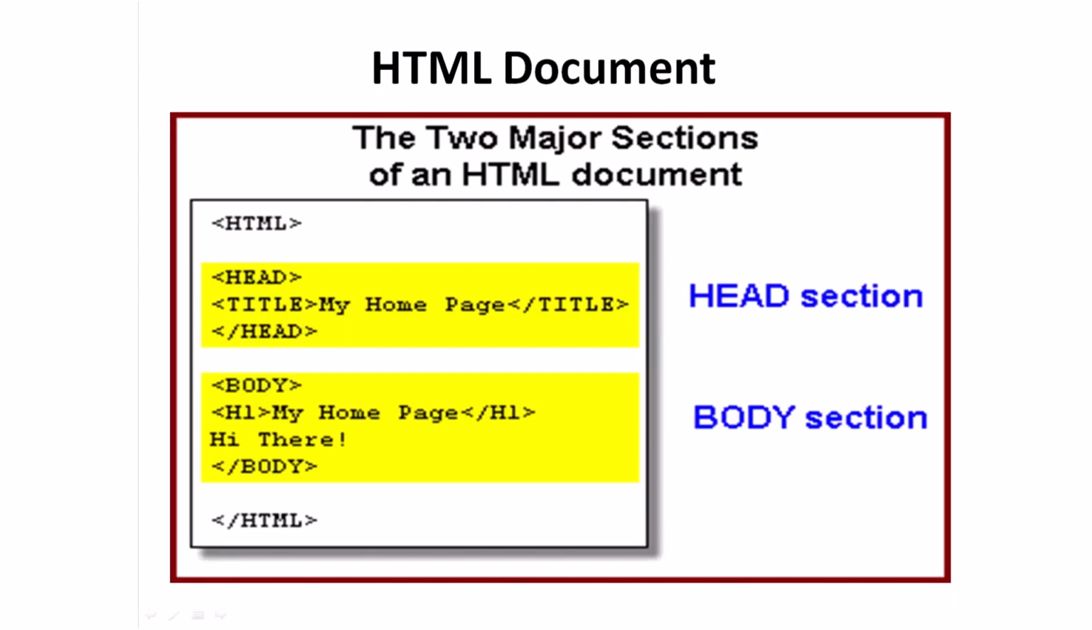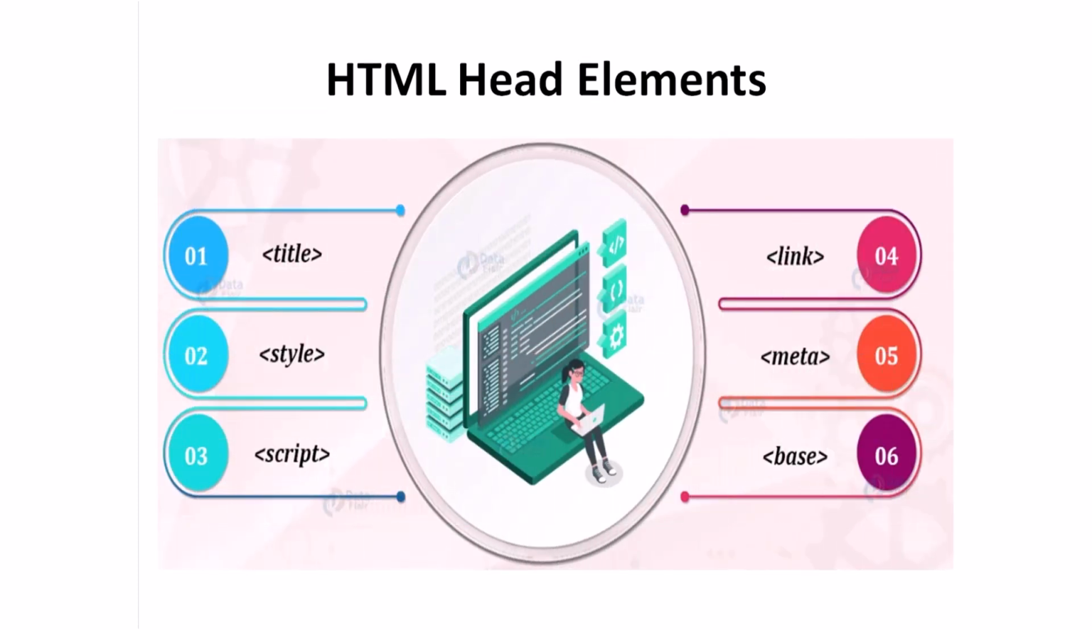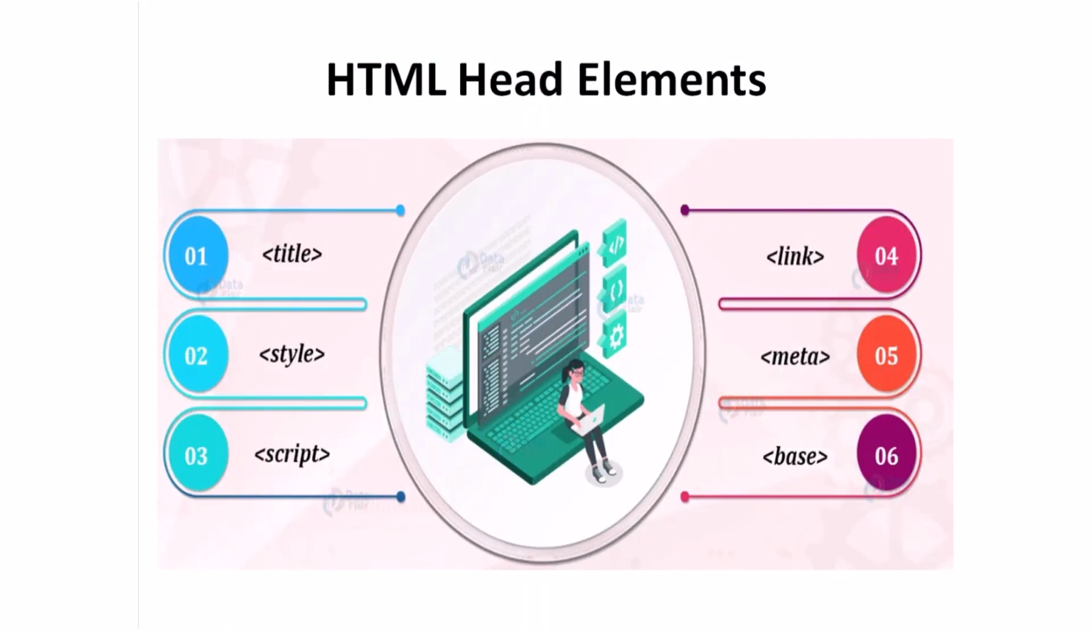Then the HTML document is divided into two major sections. First one is the head section, second one is the body section. The HTML head elements are title tag, style tag, script tag, link tag, meta tag, and base tag.